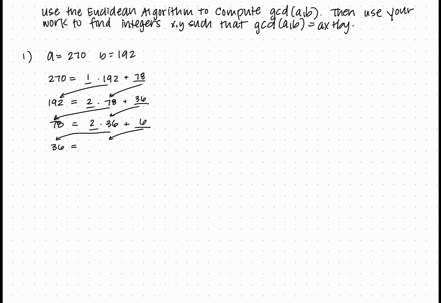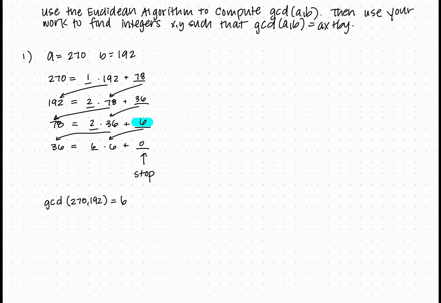36 is some number times 6 plus a remainder. 36 is 6 times 6 and a remainder of 0. That tells us to stop. Our algorithm stops when we get a remainder of 0. And then to find our GCD, we look for the last non-zero remainder, which in this case is 6. So what we have is that the GCD of 270 and 192 is 6.